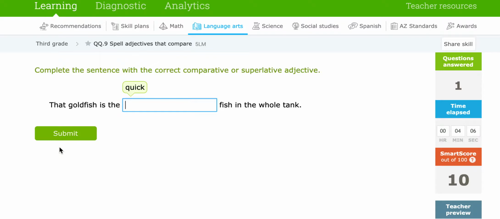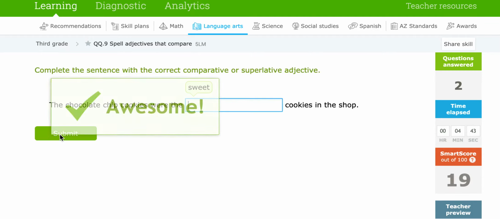All right, so now let's focus on this one. That goldfish is the quick fish in the whole tank. So we're talking about the goldfish, and we're comparing it to every fish in the tank. So that is more than two. So I know if I'm doing more than two, I add my EST. So I'm going to type it. And make sure to double check because all the letters should be the same except the ending. So it should go Q, U, I, C, K. So take your time with your spelling. So that goldfish is the quickest fish in the whole tank. So I read it after I typed it in, and I think it sounds pretty good. So I'm going to submit.